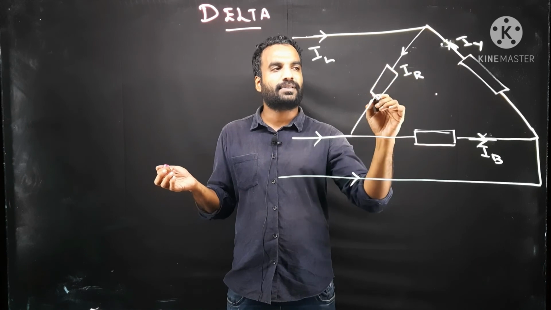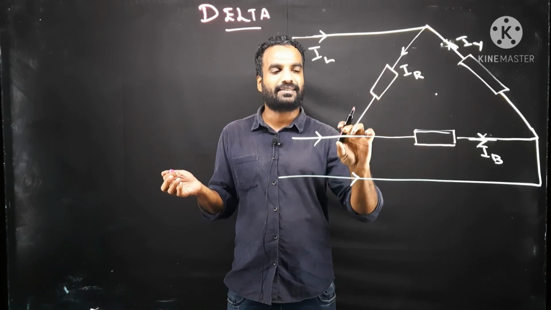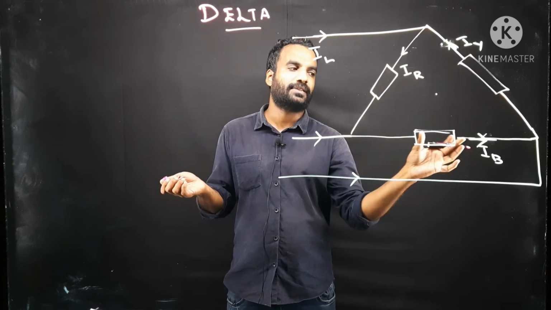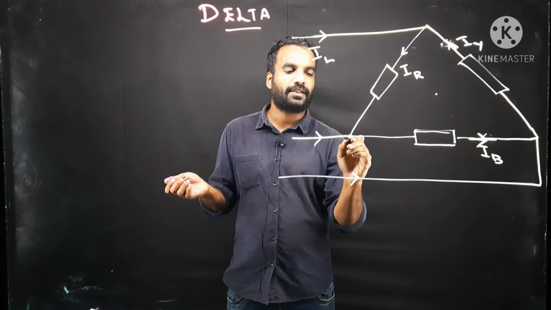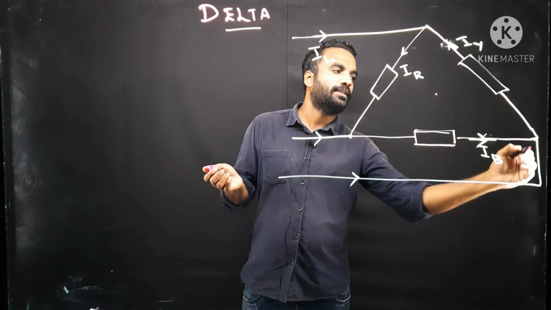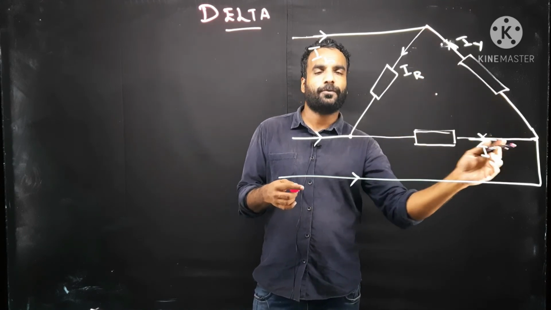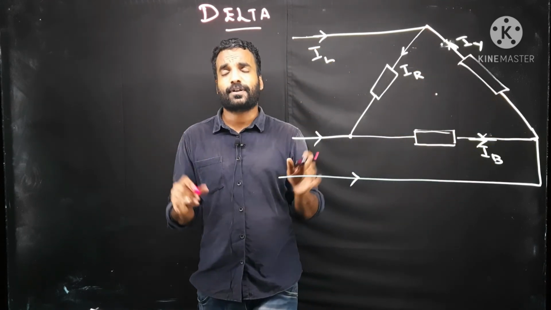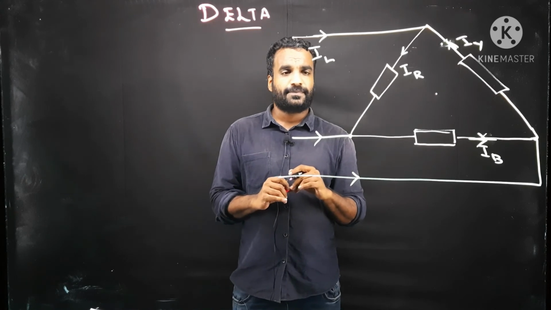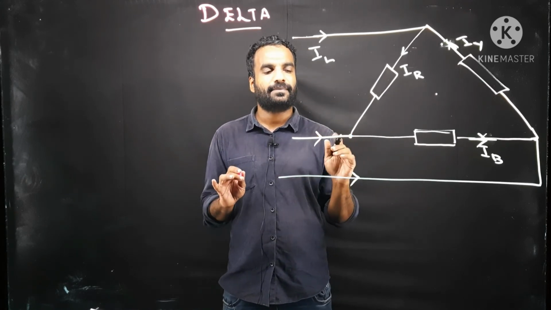Delta, on both sides of this load, connections are there. No common point is taken. For this load also, on this side we are giving one input, on this side there is another input. For this phase load also, it is like that. No neutral point is there. So what is the main thing?